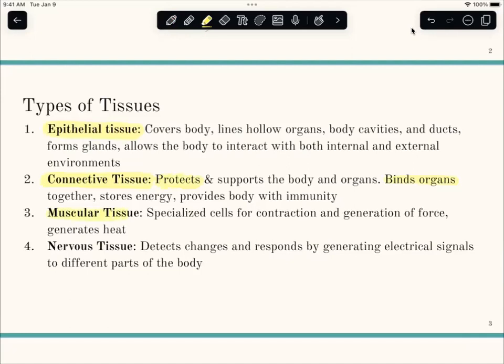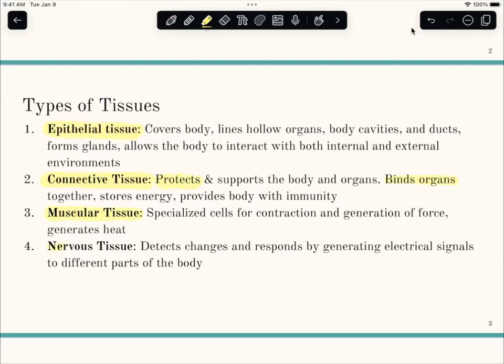Muscle tissue. I'm sure when you think of muscle tissue, you think of the muscles that help you move. Those are your skeletal muscle. That's a specific type of muscular tissue. We have cardiac muscle tissue. Your heart. These are different types of tissues than your skeletal muscle because they have a different function.